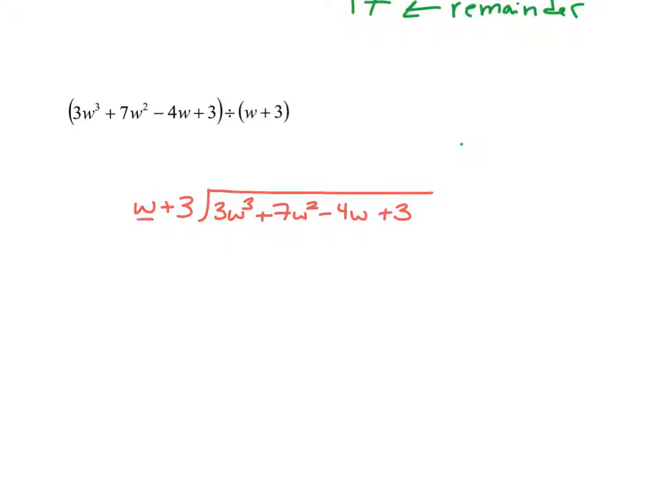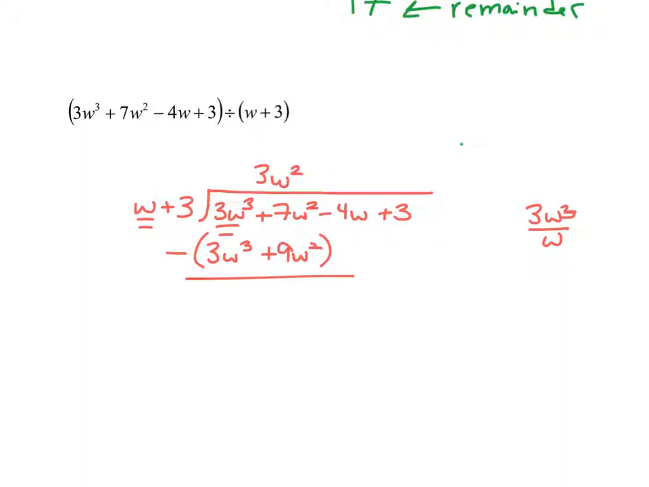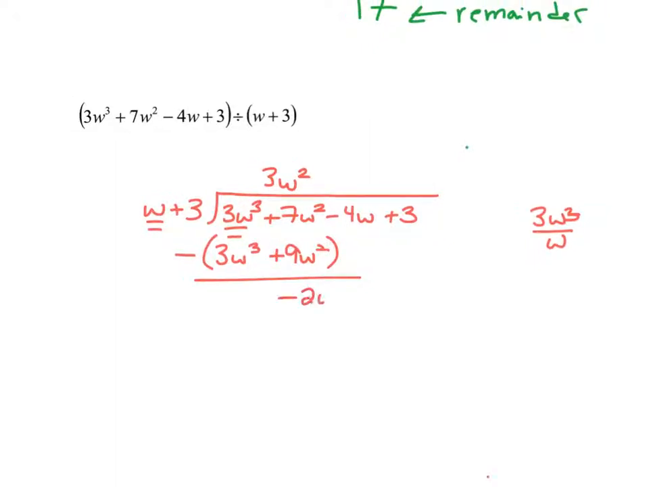So same idea. We'll take the 3w squared and divide it by w. I'm sorry, that's 3w cubed divided by w, which is 3w squared. I'll multiply that to both terms in the divisor, so that's 3w cubed plus 9w squared. And I'm going to subtract. So 3w squared, of course, cancel. 7w squared minus 9w squared is negative 2w squared. And then I'll bring down negative 4w.